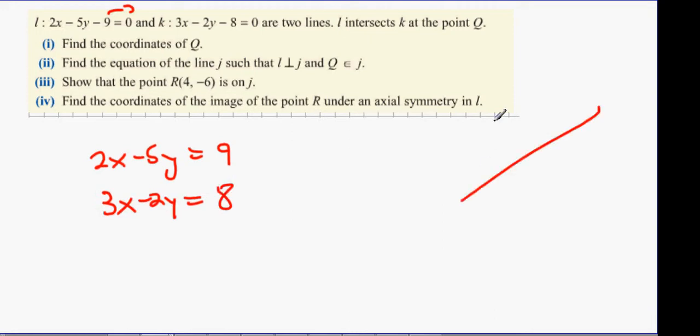When you draw two lines and solve a simultaneous equation, you always find the point of intersection. It's the way they work. That isn't in your notes. You've got to memorize that off by heart.